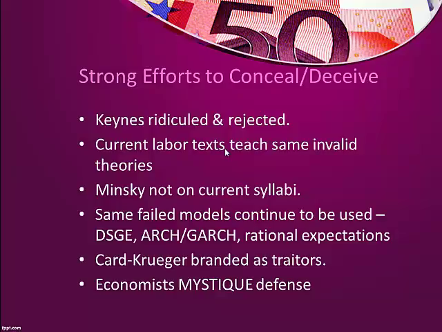Our central bank is also using a DSGE model. ARCH-GARCH, which is the main model for forecasting volatility, failed completely in the global financial crisis. This continues to be used for forecasting, and people say that it works well in normal times.